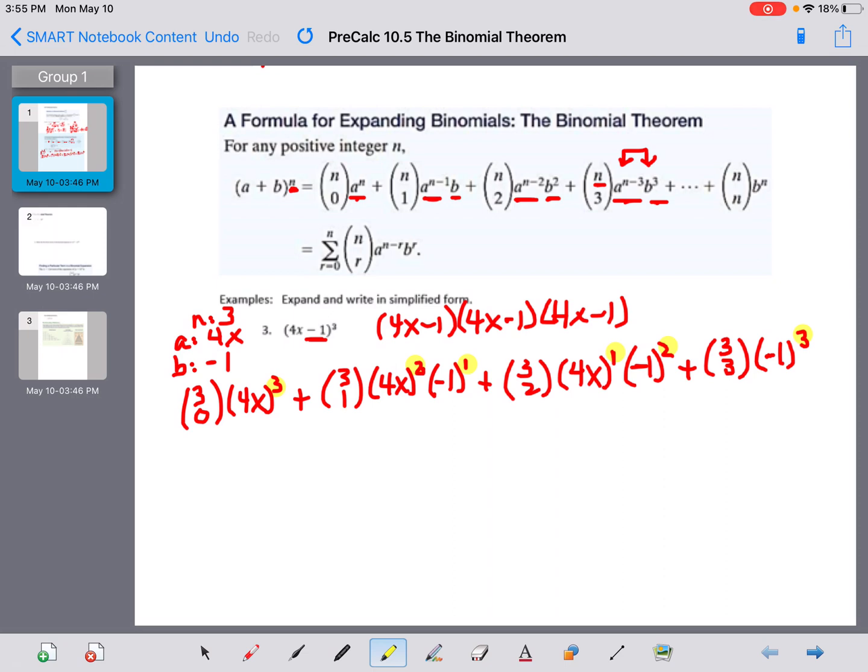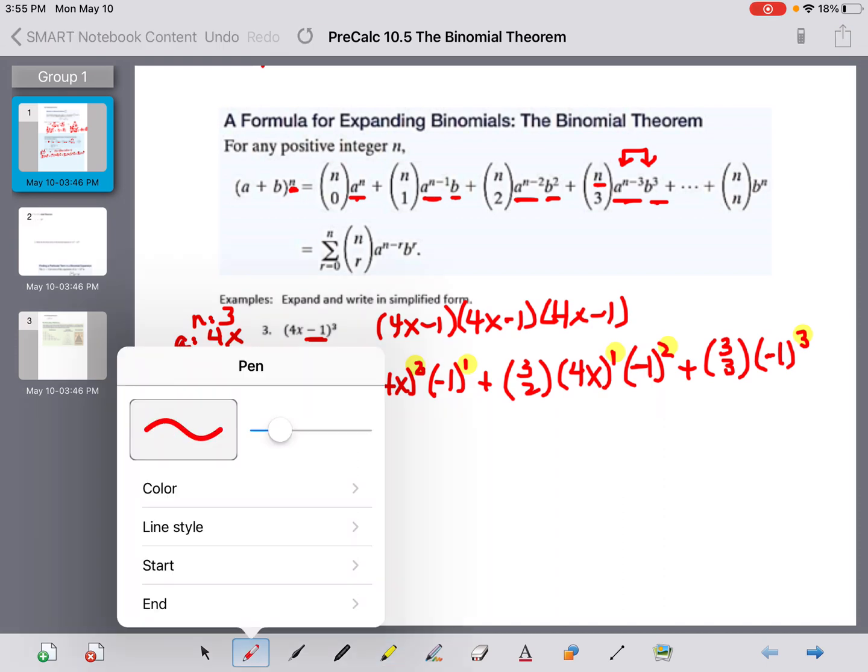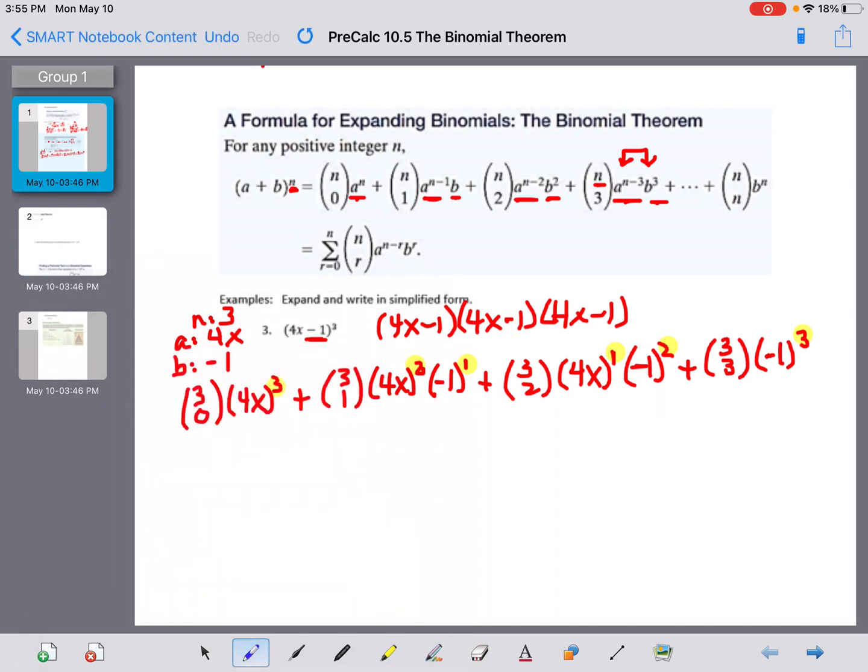Now I need to do the work to get there, okay? So quick reminder, when I have a number above a number, remember this means it's like 3 factorial over 0 factorial times the difference of them, which 3 minus 0 is 3, so 3 factorial, okay? And then I'm going to take that times 4x to the third, so 4 to the third is 64x to the third, okay? So 3 factorial over 0 factorial times 3 factorial. Well, these two cancel. 0 factorial is 1. So I'm just going to end up with 64x to the third for my first term.